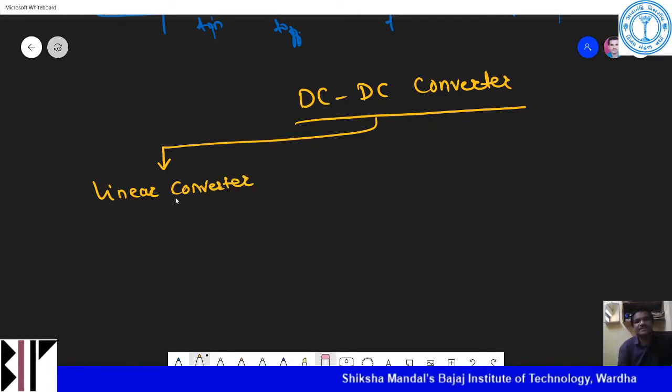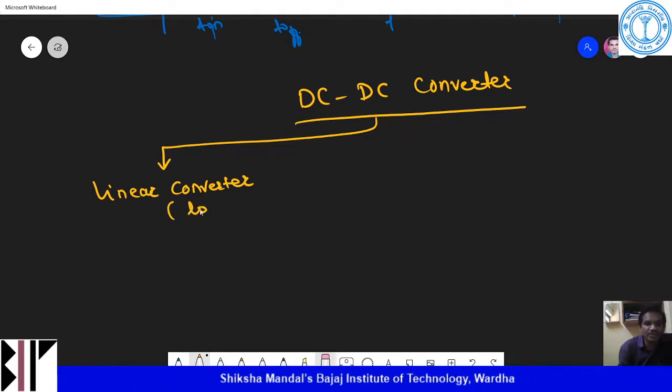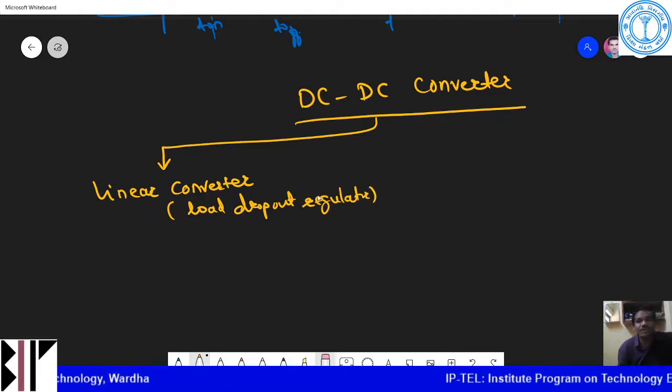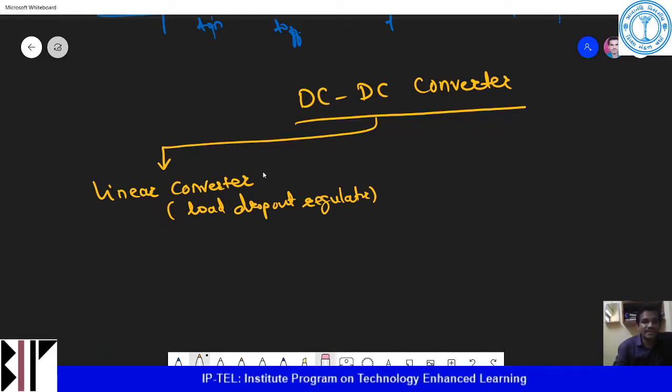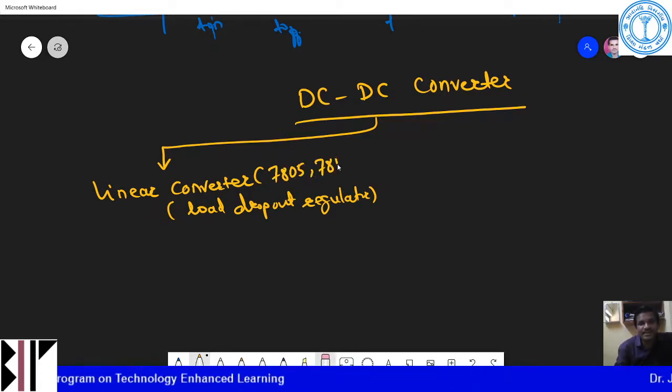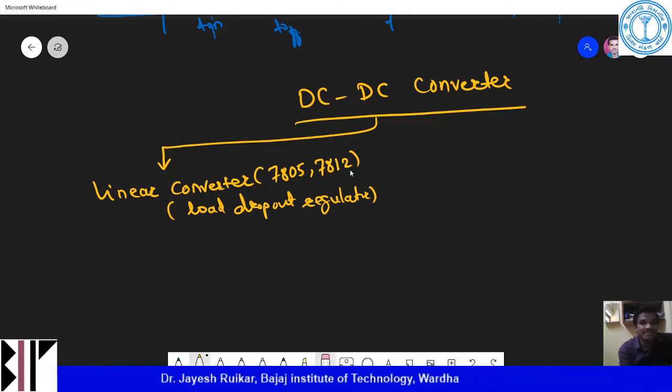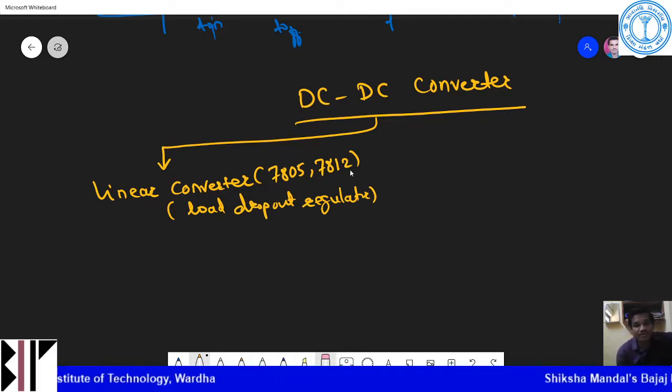Linear converter. This linear converter is also called a low dropout regulator. Likewise, you have the LM7805 or LM7812, and various other voltage regulator ICs, which will give me a linear curve. That is a linear converter, or you can say linear DC-DC converter. The example is 7805. It is also called a low dropout voltage regulator.